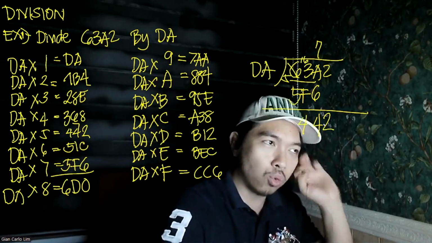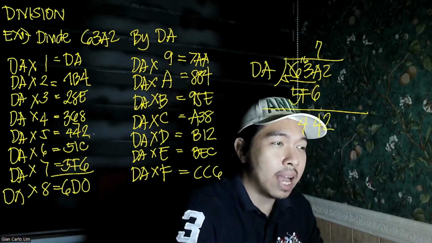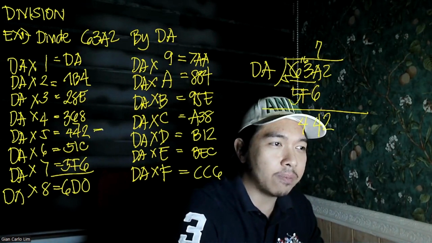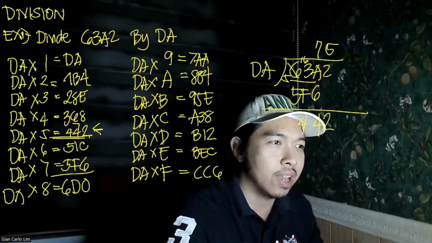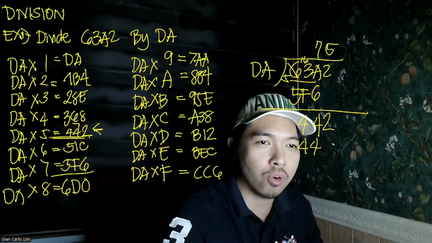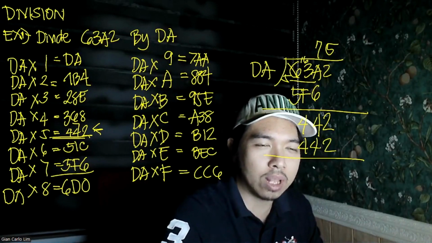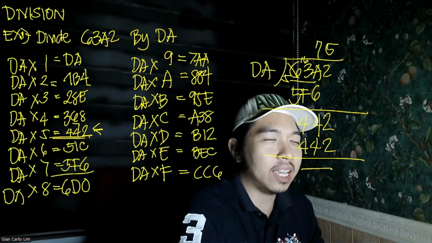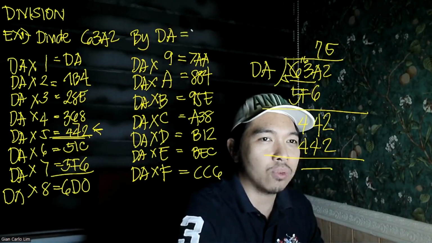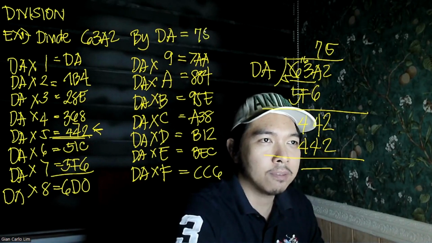So 442. 442 may kakasya ba? As you can see, DA times 5 is equal to 442. So therefore, we put here 5. And then we have here 442. At ito na po ang ating sagot, walang remainder. So therefore, 6382 divided by DA is equal to 75.